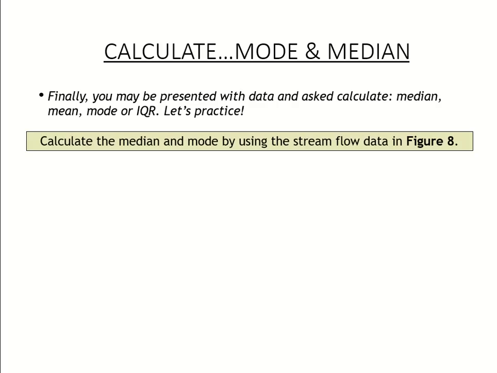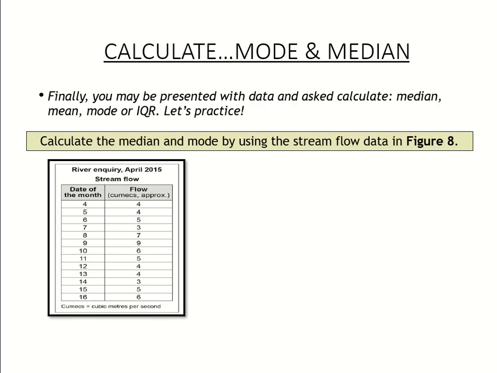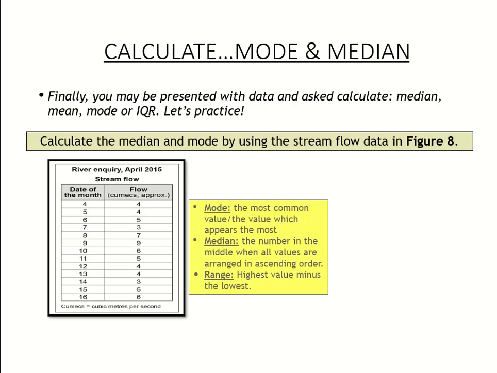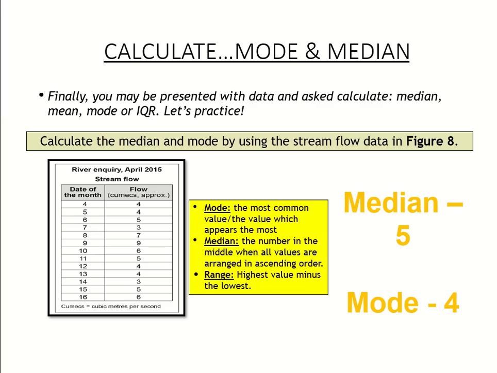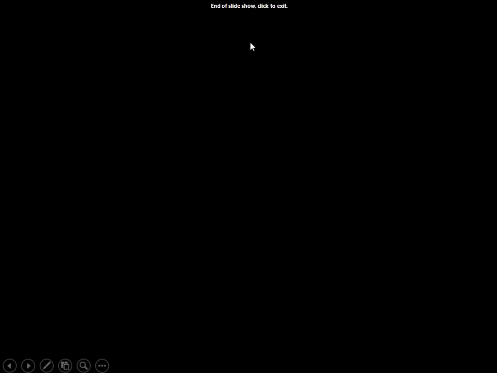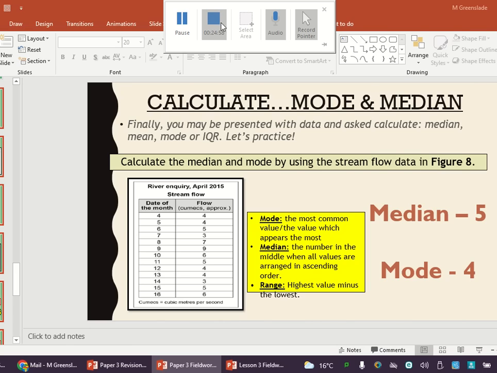And the last thing that is likely to pop up could be median and mode. The mode is the most common value, which appears the most in the data. The median is the middle number, and the range is the highest minus the lowest. And the other thing, the mean just means the average. So hopefully that has gone through most of the fieldwork stuff there and helps you feel a little bit more confident about that.